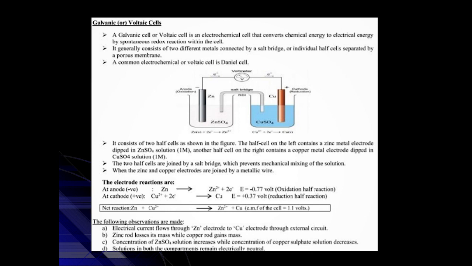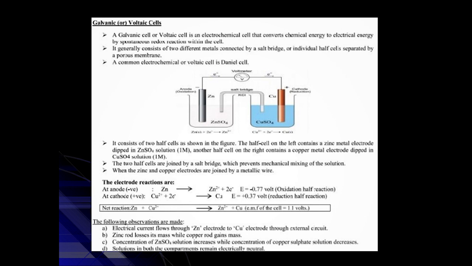Here, the salt bridge consists of agar-agar powder and saturated KCl. The role of the salt bridge is that it allows the ions to pass through it. And it consists of two half cells as shown in the figure. The half cell on the left contains a zinc metal electrode dipped in the ZnSO4 solution. The half cell on the right consists of a copper metal electrode dipped in the CuSO4 solution. The two half cells are joined by a salt bridge which prevents the mechanical mixing of the solutions.